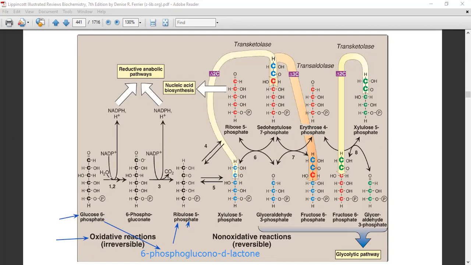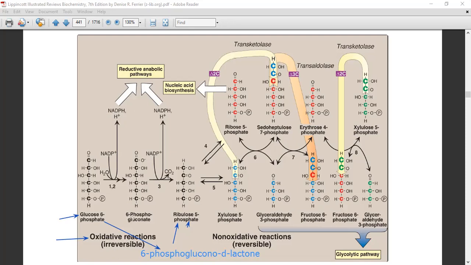Okay, and it is the one illustrated here where we put in NADP and we dehydrogenate glucose 6-phosphate, and the NADP will undergo hydrogenation to form NADPH and a hydrogen ion.